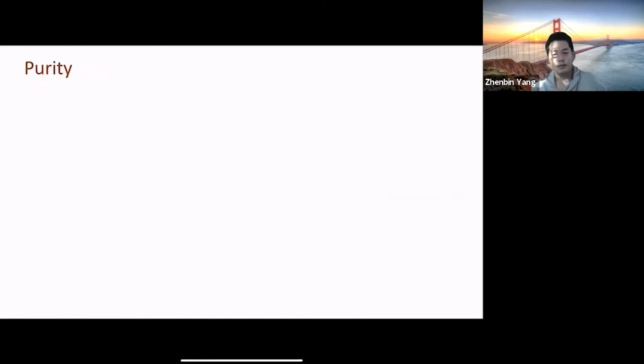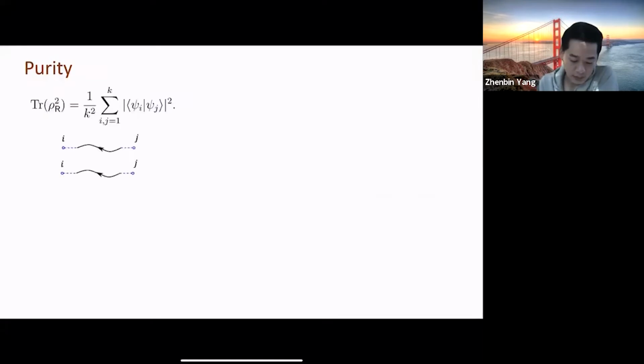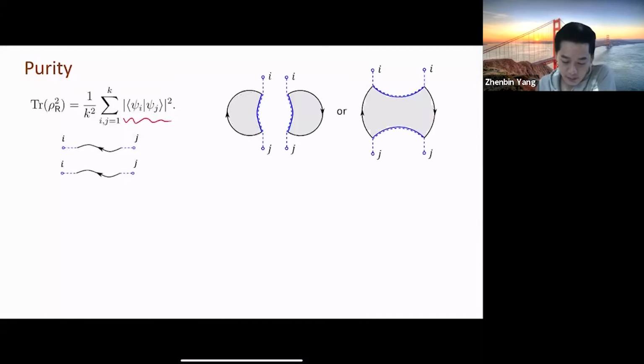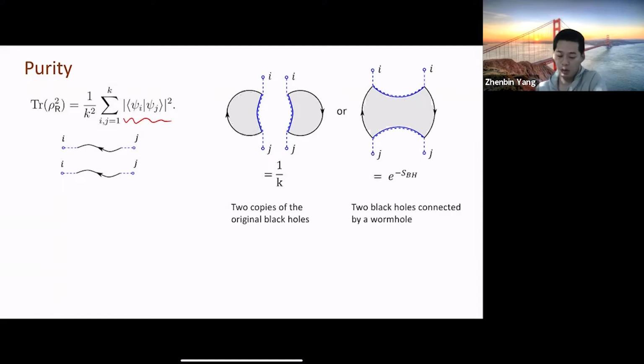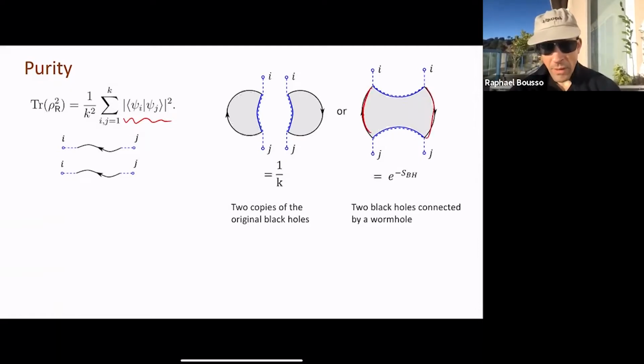But if you look at the purity of the system, trace rho squared, then it contains two copies of the system, that is two semicircles. If you fill in with the gravitational path integral, then two geometries dominate: one corresponding to two copies of the original system, and the other corresponding to a wormhole connecting these two black holes, with two boundaries connected.